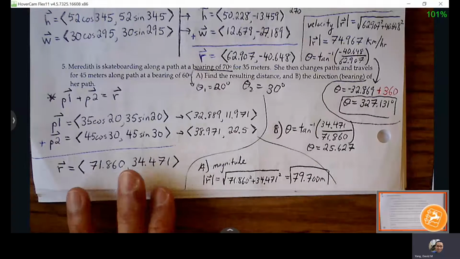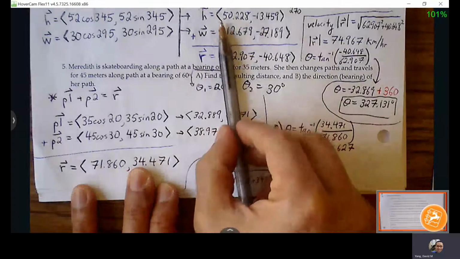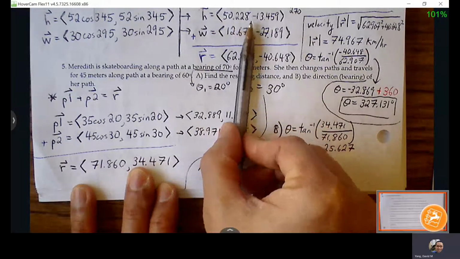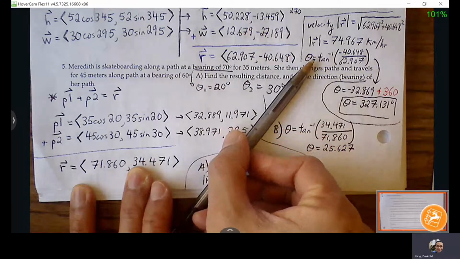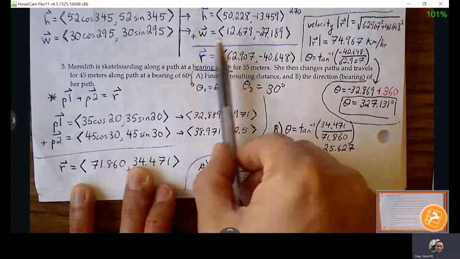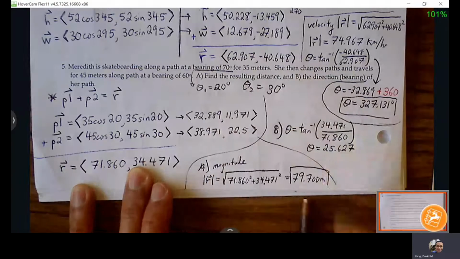Now we want bearing, so bearing means that I'm starting at 90 degrees and I have to move in a clockwise direction. So really I'm doing 90 minus 25.